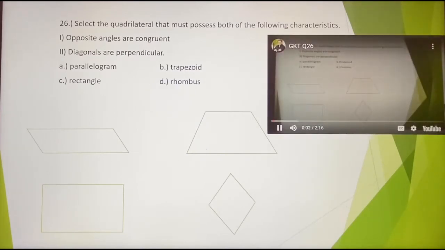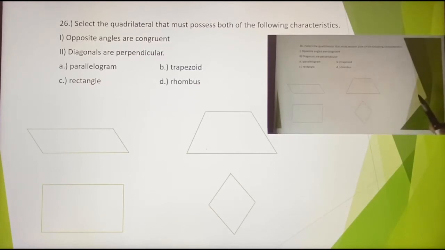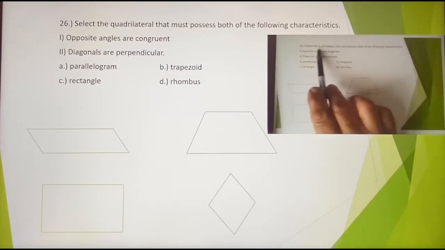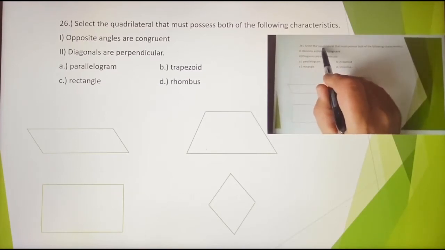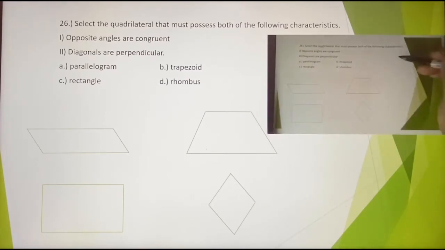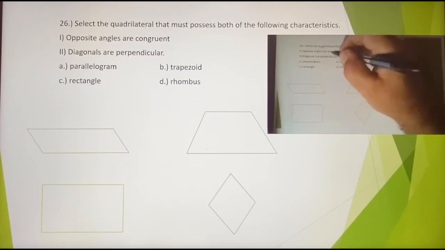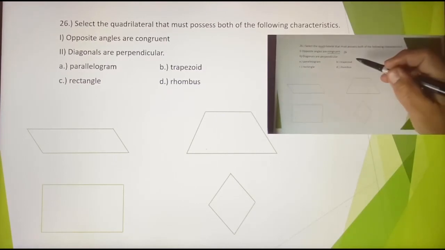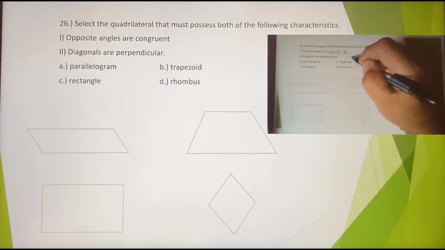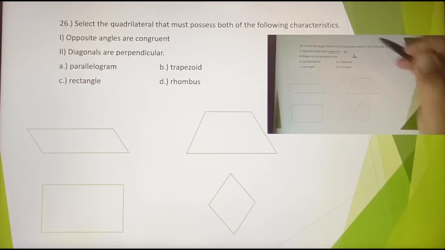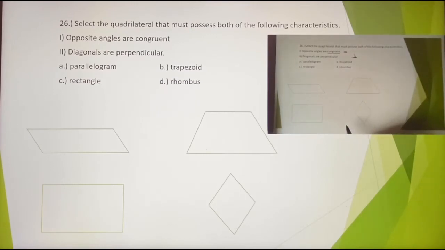In this particular question, we don't actually have to do any calculations. It's just important to know your definitions of your different types of shapes. You want to practice those. This one, select the quadrilateral, which means there's 4 sides, that must possess the following characteristics. Opposite angles are congruent. Congruent is just a fancy way of saying equal. And diagonals are perpendicular. Perpendicular means it meets at a 90-degree angle. So we're looking for anything that does that.